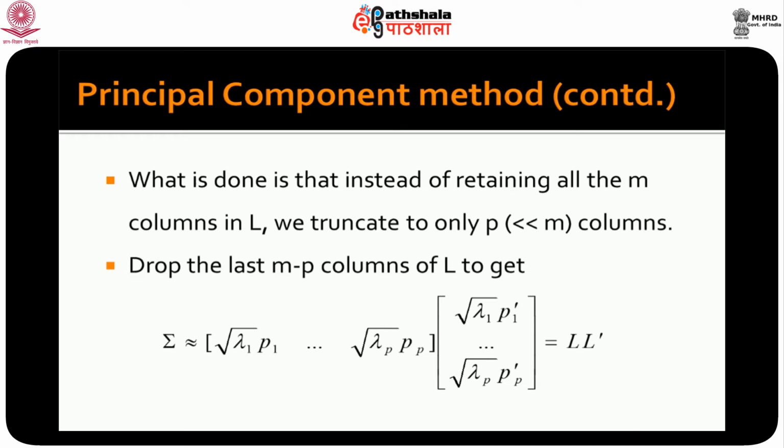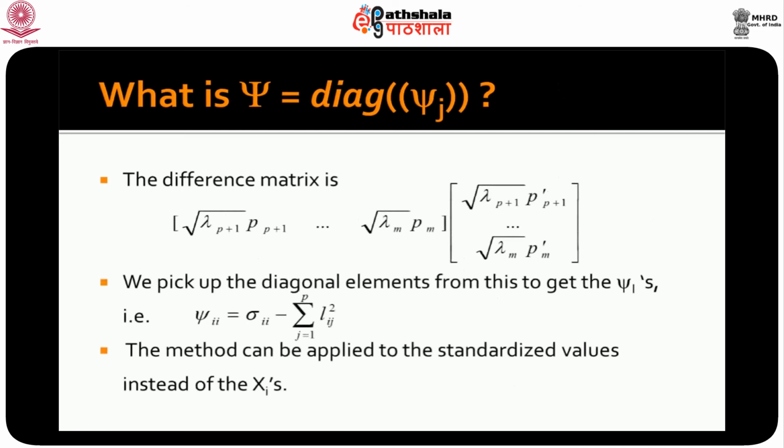So now we have a matrix, say L tilde, which is square root of lambda 1 p1, square root of lambda 2 p2, up to square root of lambda p pp, and the transpose of this matrix. Now this would give us an L L prime, which would be different from what we had before. Now the last m minus p columns are deleted. But then in this case, of course, it will not be exactly equal to sigma because we are leaving out some of the columns. So what we get now is an approximation to sigma.